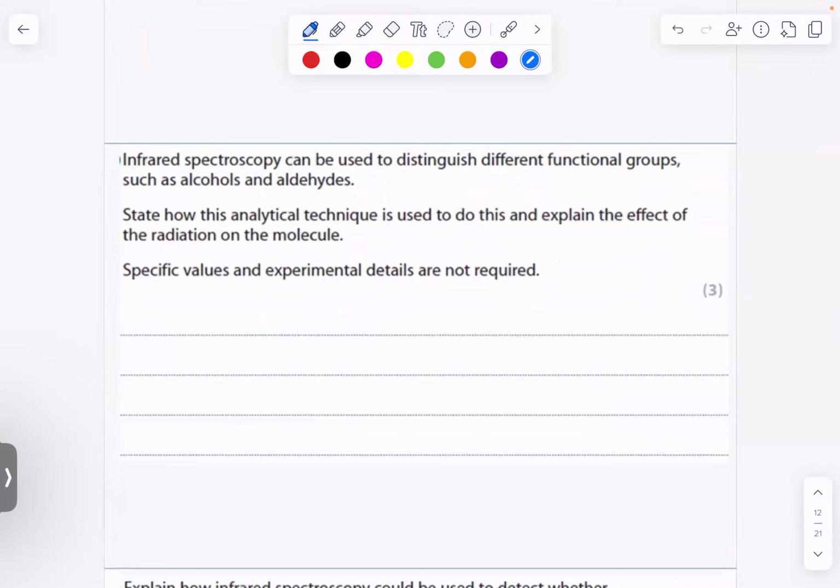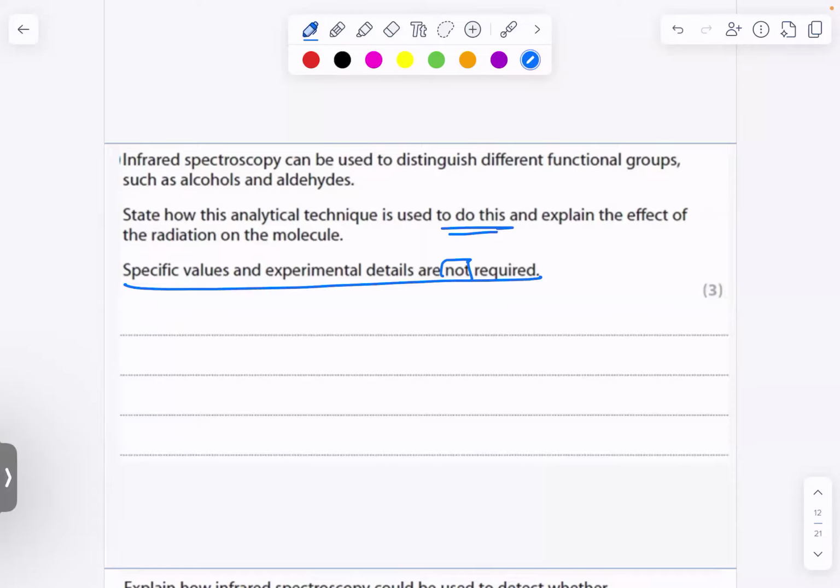Infrared spectroscopy can be used to distinguish between the functional groups such as alcohols and aldehydes. State how this analytical technique is used to do this and explain the effect of the radiation on the molecule. Specific values and experimental details are not required. So, state how this analytical technique is used to do this.